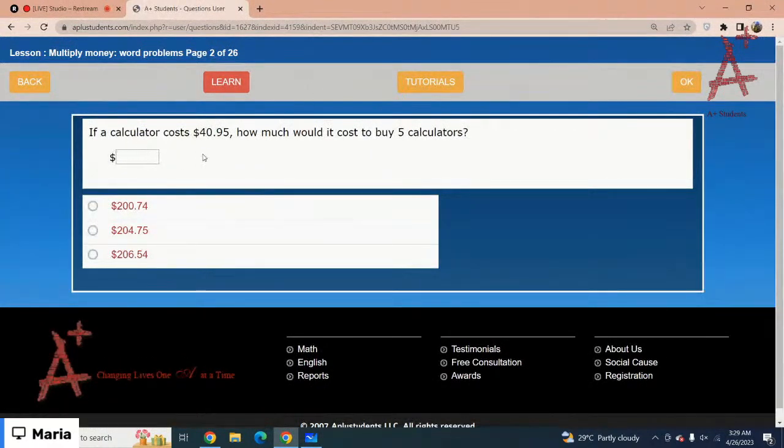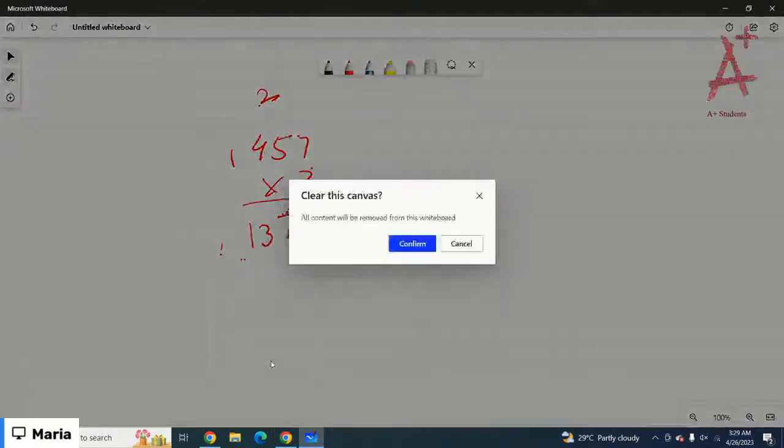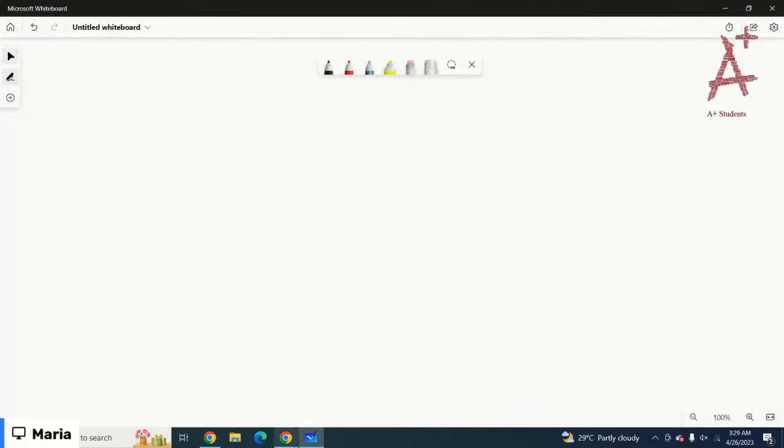Okay, if a calculator costs $40.95, how much would it cost to buy 5 calculators? You need to calculate the cost of the 5 calculators. So you need to do 40.95 times 5. Got it? 40.95 times 5.